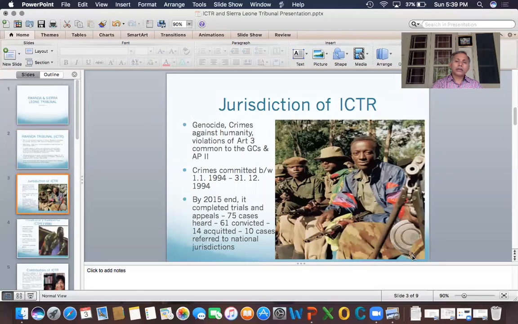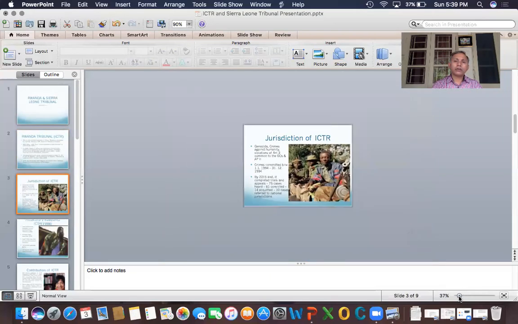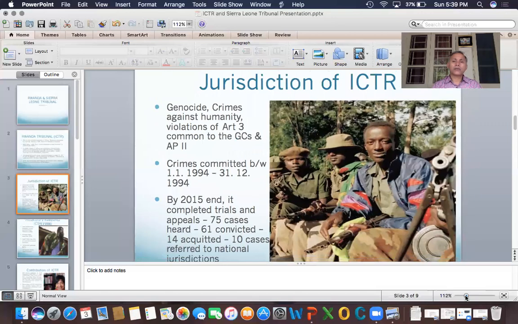Now, if you look at the jurisdiction of the ICTR, it is given in the Statute of the International Criminal Tribunal for Rwanda. I told you that Security Council Resolution 955 established it. And how would the ICTR function? The ICTR would function on the basis of its own law, which is called the Statute of the ICTR. So in the examination, you will have to write the particular provision of the ICTR Statute which gives jurisdiction to the ICTR.